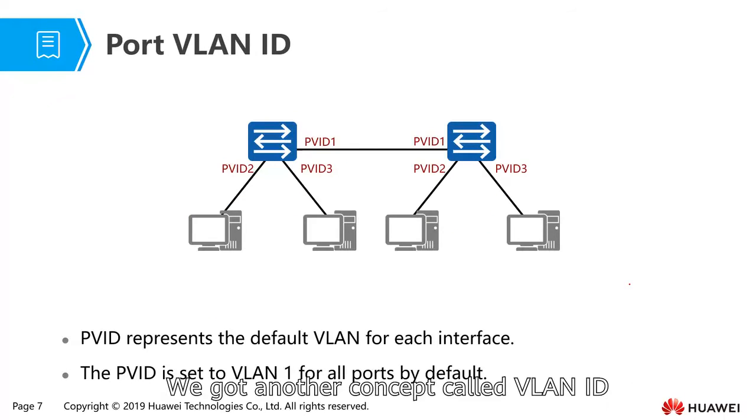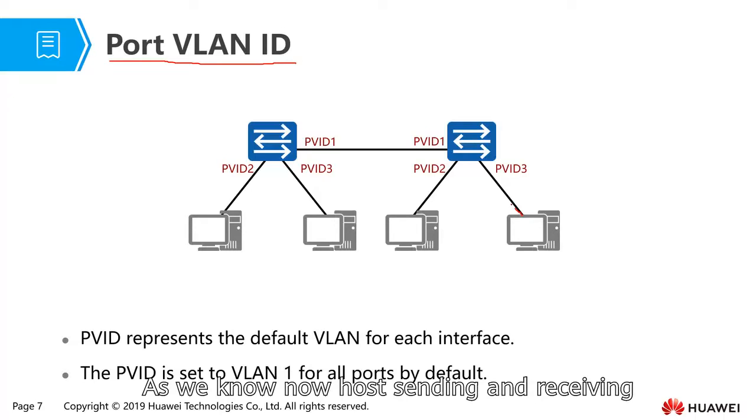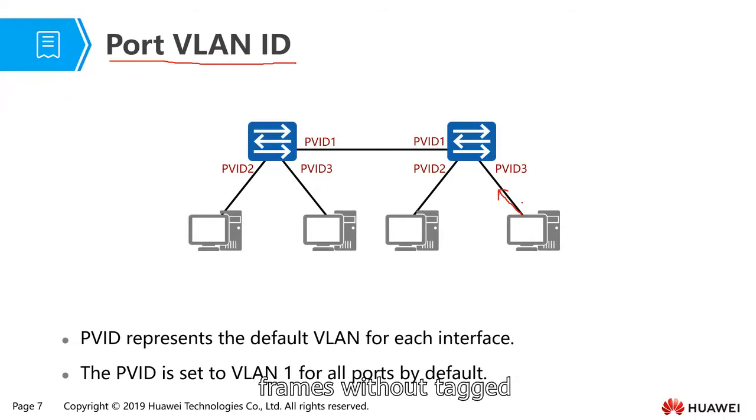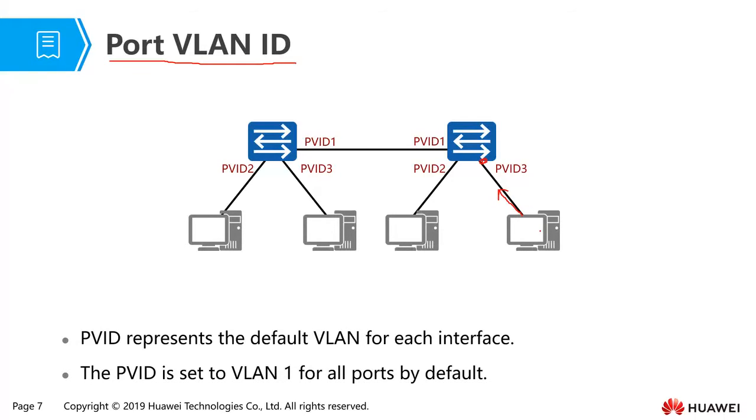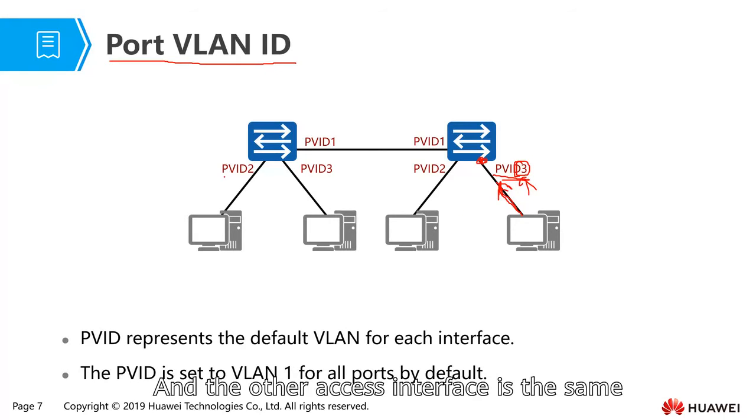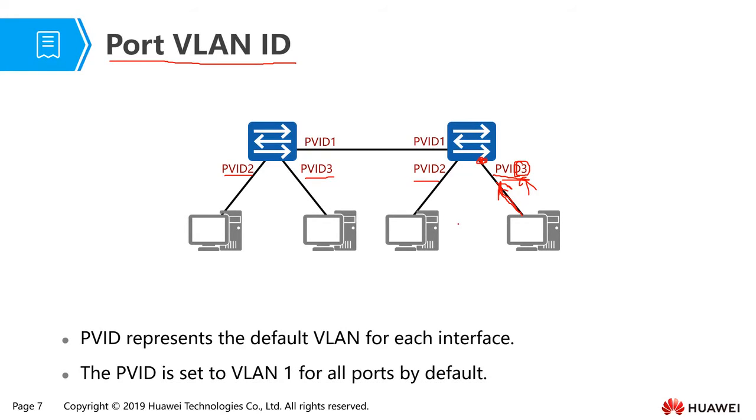And then we have another concept, port VLAN ID. As we know now, the host sends and receives frames without a tag. Then how does the switch know which VLAN this host belongs to? We can configure a port VLAN ID on this interface. After we configure this port VLAN ID as 3, all the frames received and sent on this link belong to VLAN 3. And the other access interface is the same concept.